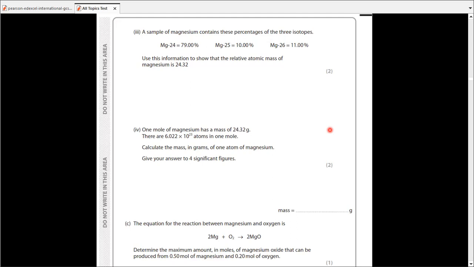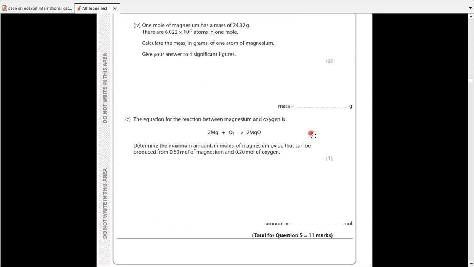Okay, so would the answer be 4.038 times 10 to the power of negative 23? That's right. This answer comes from dividing 24.32 by 6.022 times 10 to the power of 23, that is right. Plus, you have already answered in 4 significant figures, so this seems correct.